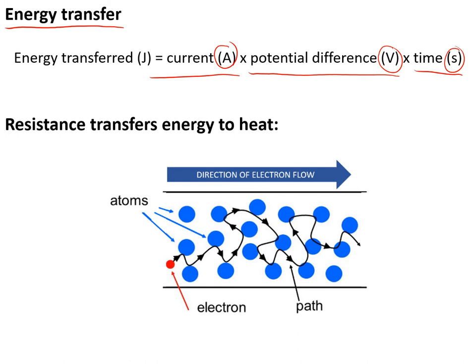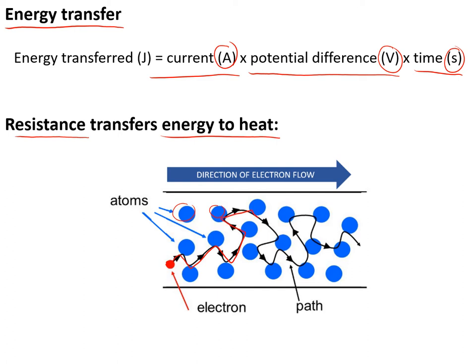Now, one often unhelpful energy transfer involving electricity is the transfer of electrical energy to heat. And this is normally caused by resistance. And it works something like this. If we look at this diagram here, each of these blue circles represents an atom in a metal wire. Now, as the electron moves through the metal, it doesn't just move in a straight line, but it's continuously bumping into all the atoms. You can see that happening here.